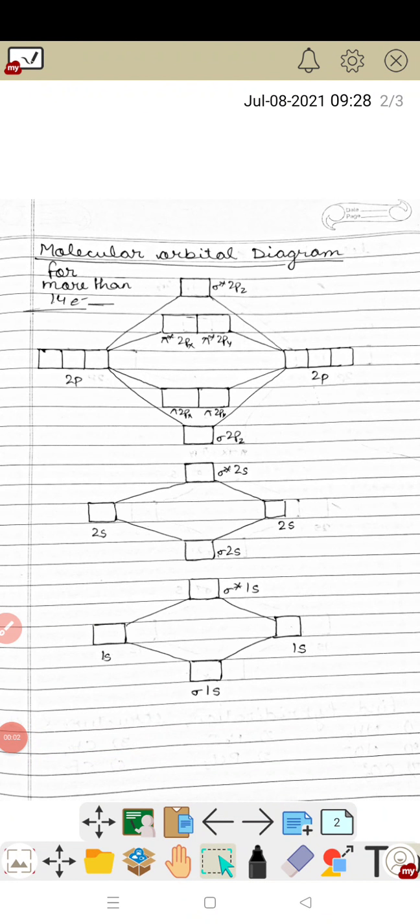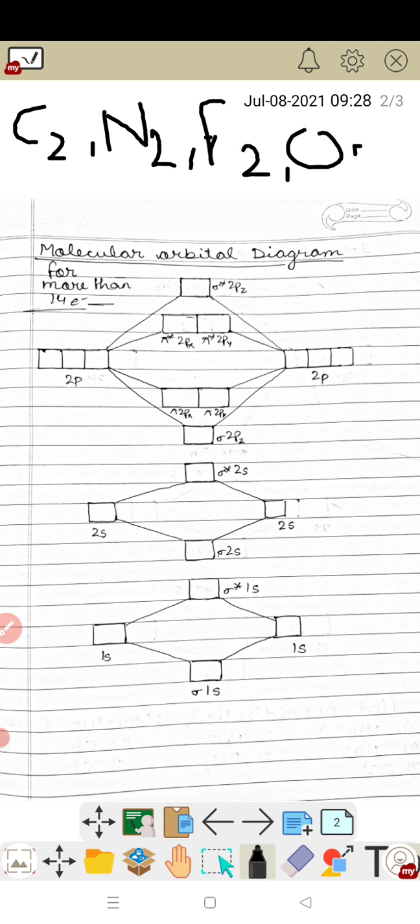Hello dear students, today I am going to explain how to fill electrons in the molecular orbital diagram. As we already know, the molecular orbital theory is for diatomic molecules like C2, N2, F2 and O2. In the molecular orbital diagram, two cases arise. The first case is for more than 14 electrons and the second case is for less than 14 electrons.